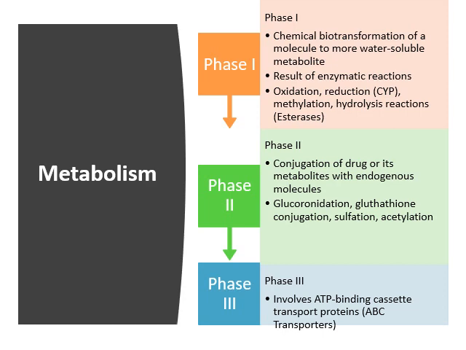Phase 3 metabolism involves those ABC transporters. This is your ATP binding cassette transport proteins. And again, that would be phase 3.